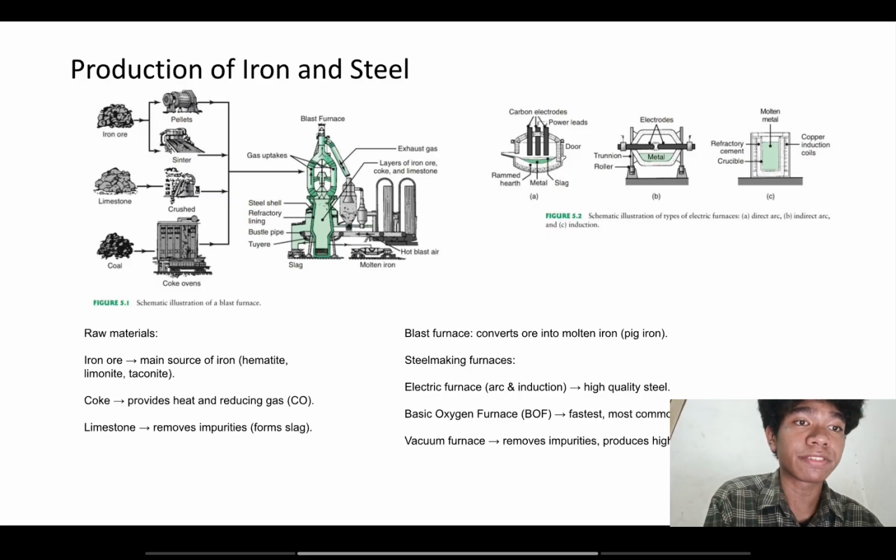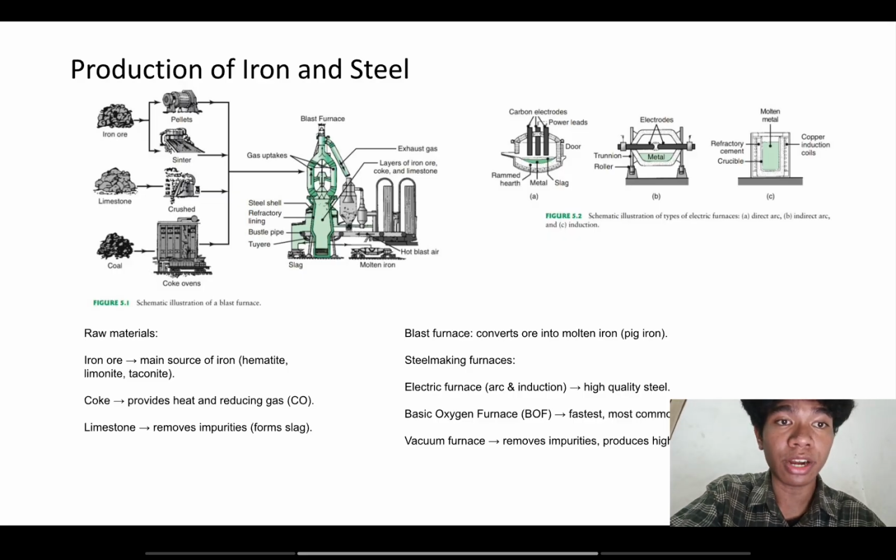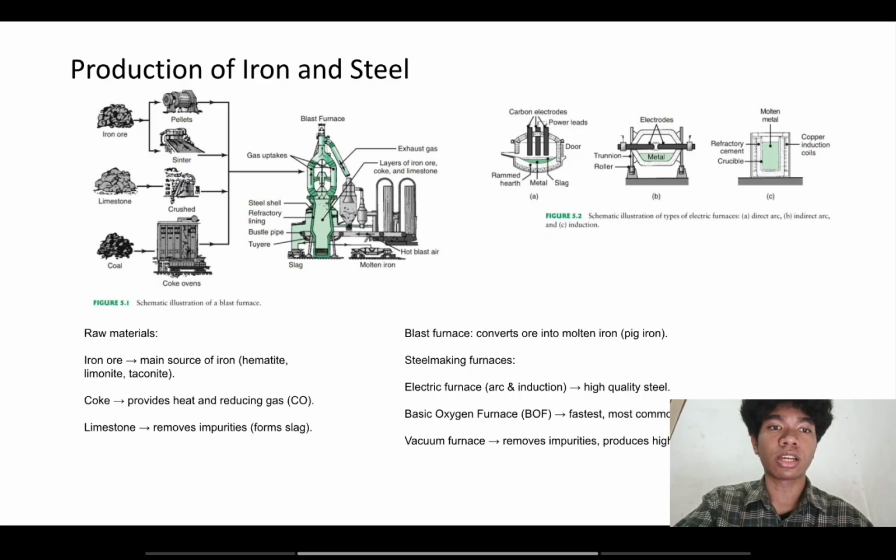The blast furnace converts ore into molten iron or pig iron. In steel making furnaces, on Figure 5.2, we can see the electric furnace, arc and induction, direct arc and indirect arc, which can also produce high quality steel. The basic oxygen furnace or BOF is the fastest and most efficient and common, and the vacuum furnace removes impurities and produces high grade steel.